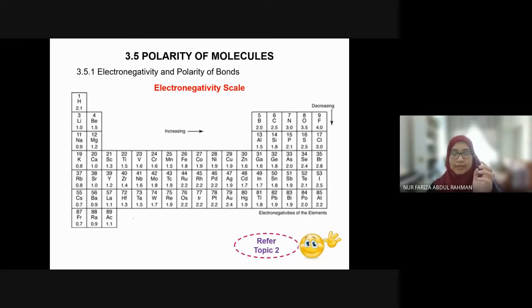After we have learned about VSEPR, we have polarity, because polarity is based on molecular geometry, guys. It's based on molecular geometry, because later on we're going to learn about hybridization. Hybridization depends on the electron geometry. So please remember that polarity is based on molecular geometry, hybridization will be based on electron geometry. So those two are very, very important.